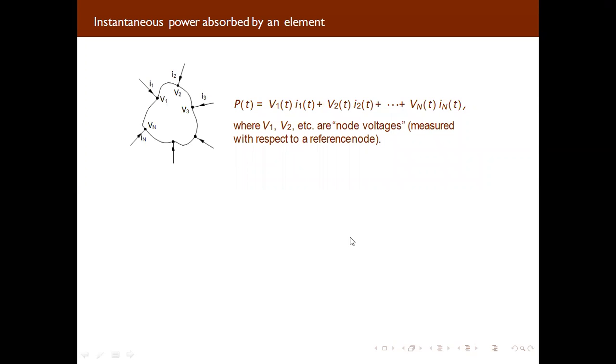Here, we are supposed to calculate the power. The instantaneous power absorbed by an element, if we have any circuit with lots of currents incoming, will be P of t equal to V1 of t into I1 of t plus V2 of t into I2 of t, up to Vn of t into In of t. This will give the value of power.